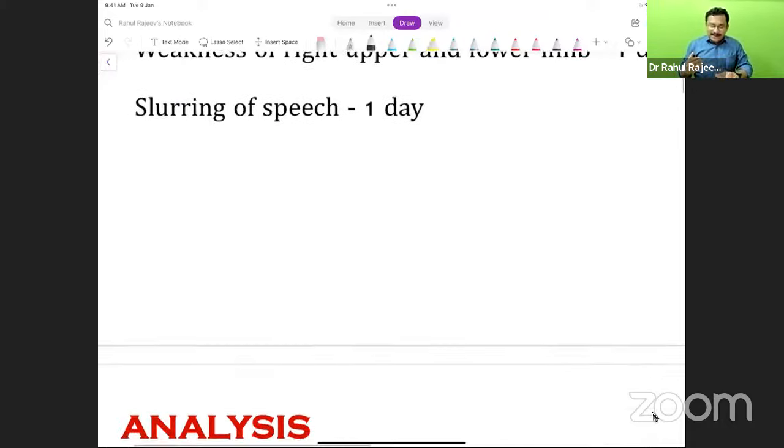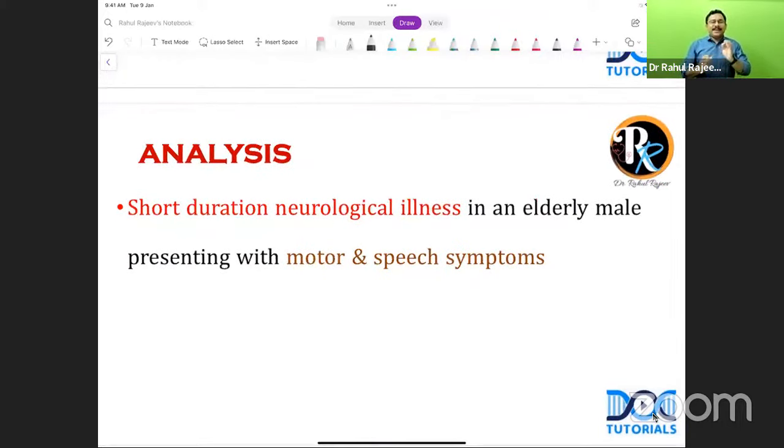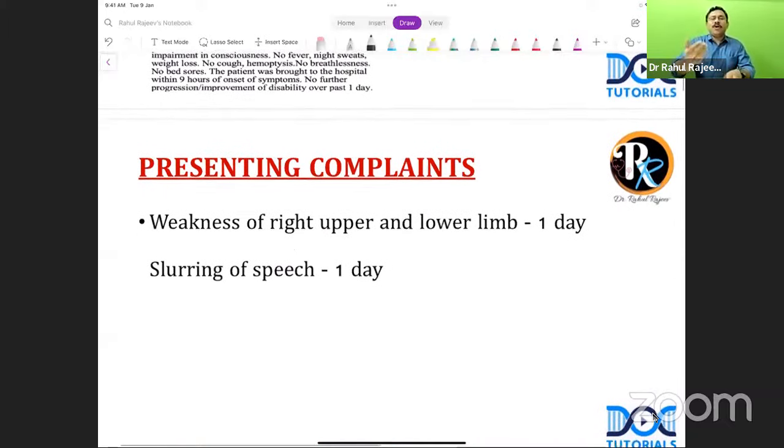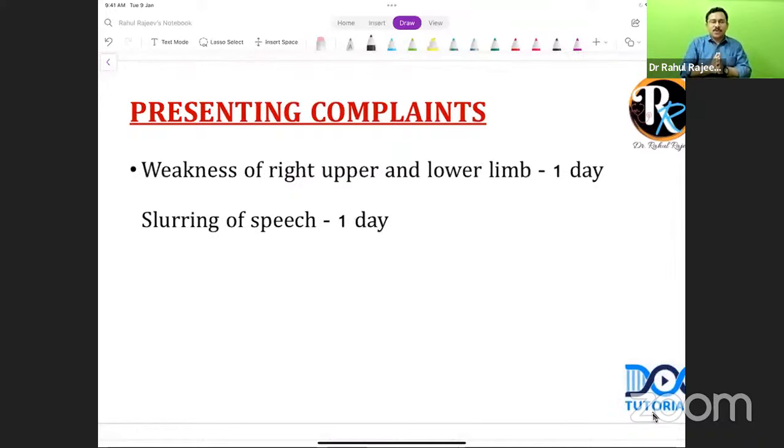Okay, the analysis is, this is a short duration neurological illness in an elderly male presenting with motor and speech symptoms. Sometimes the examiner might ask you, just based on presenting symptoms, what did you understand so far? You might simply say, sir, this is a case of stroke. Please don't jump into premature assumptions. Only say based on whatever data is available.